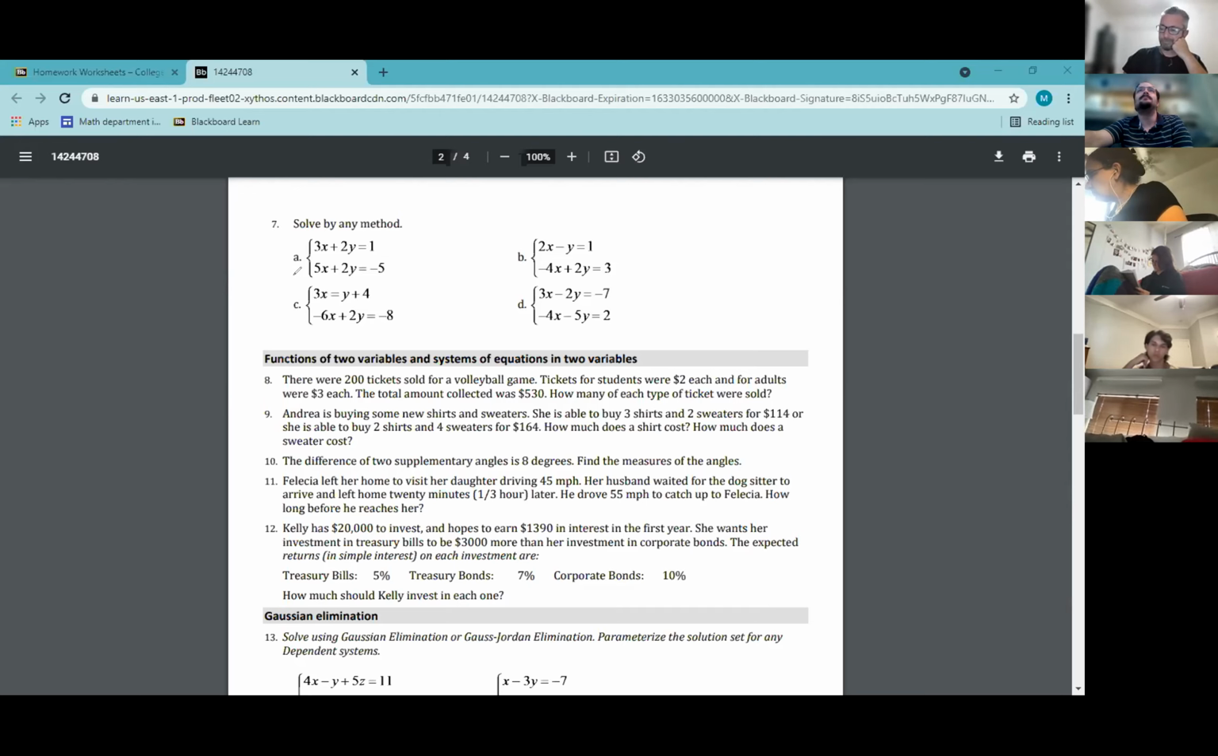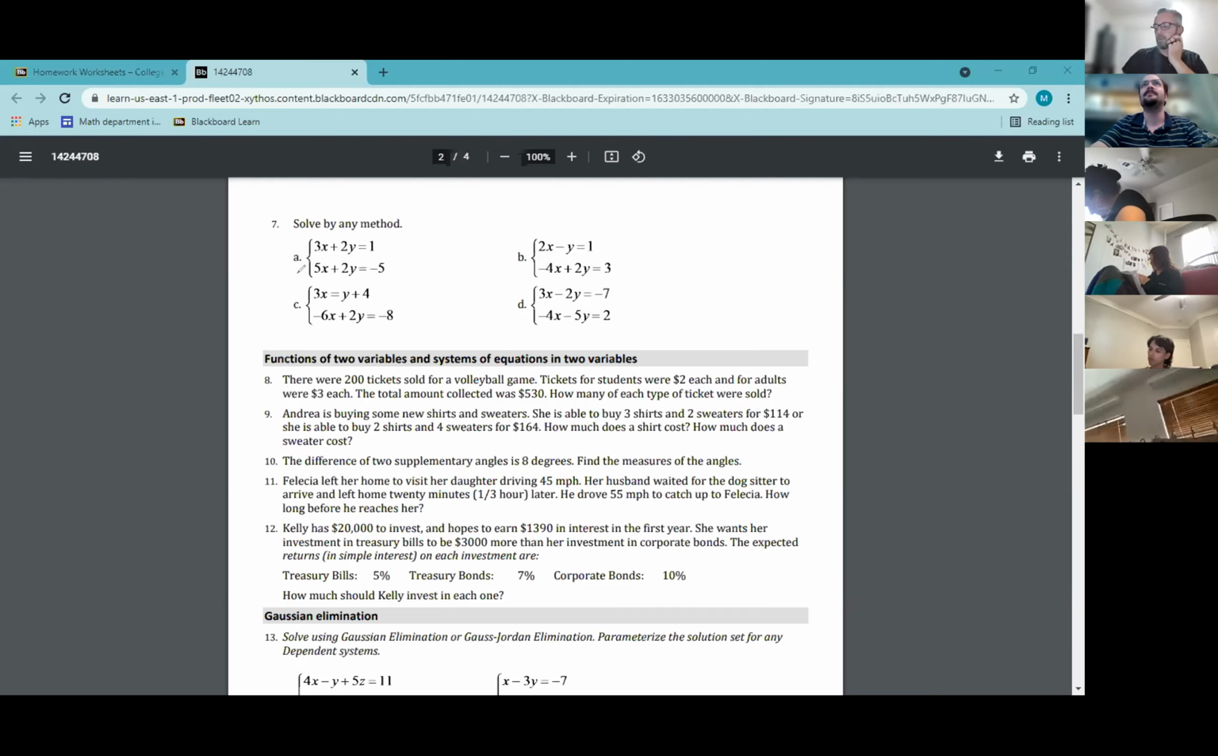What I've been doing is multiplying the whole equation to make the y variables the same, and then I subtract from there. That's elimination. Substitution is when we solve for a specific variable. Okay, so who said elimination? I said substitution.